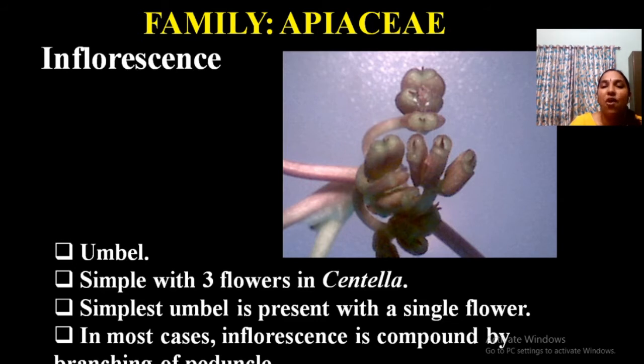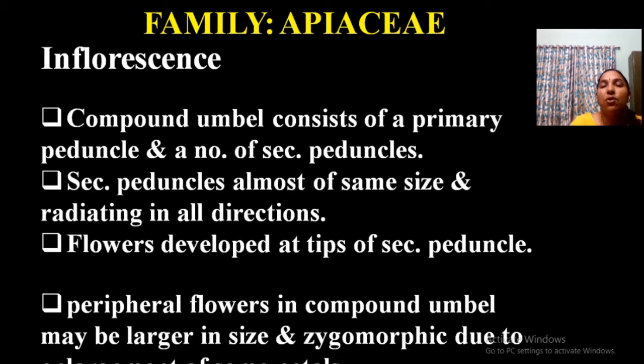Inflorescence, this is the inflorescence. This is the inflorescence of Centella. So, simple, 3 flowers in Centella in an inflorescence, that is a simple umbel. Okay, in some cases the umbel is compound. Look, in the case of Allium cepa, that is onion, you can see compound. A compound umbel consists of a peduncle and a number of secondary peduncles. What is a peduncle? That is the stalk of the inflorescence. A common peduncle, then followed by a number of other peduncles like this.